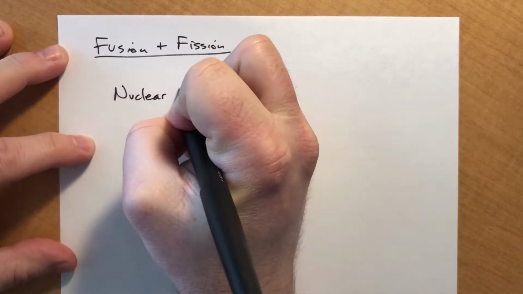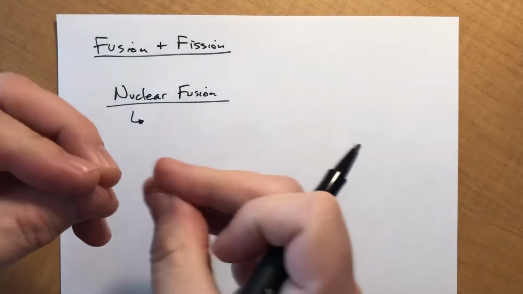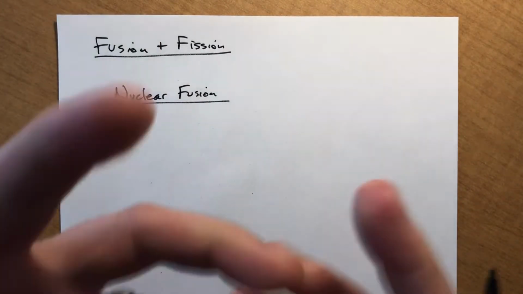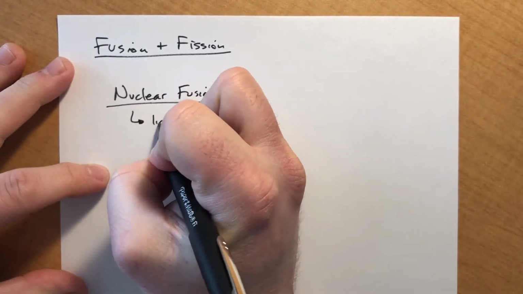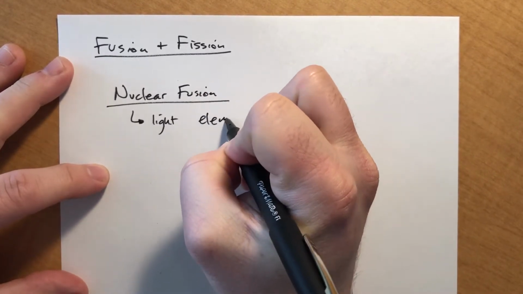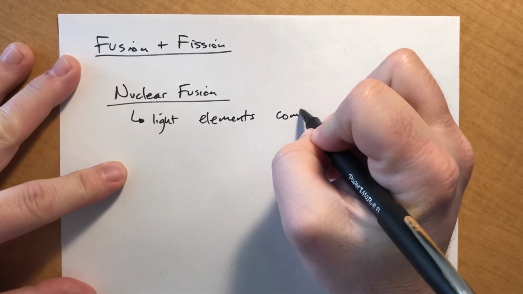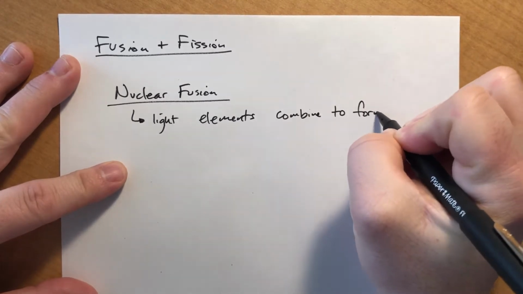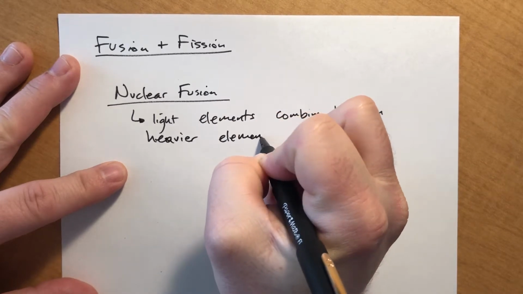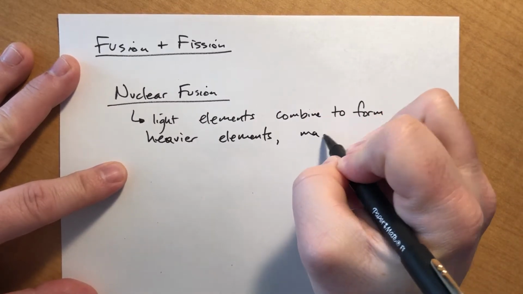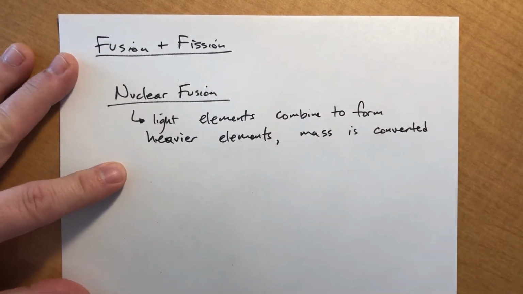So, nuclear fusion. The basic concept here is that you have light elements that are being smashed together and they form heavier elements, and in the process some of the mass gets converted to energy. So let me write that out. Light elements, usually things like hydrogen and helium, really lightweight elements, combine to form heavier elements. And some of the mass is converted to energy. And I'm talking like ridiculous amounts of energy.